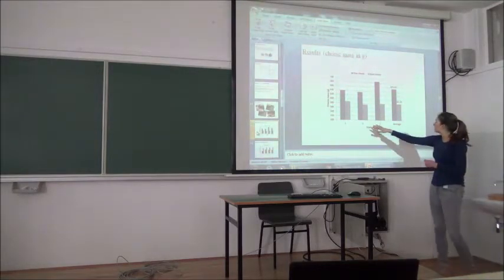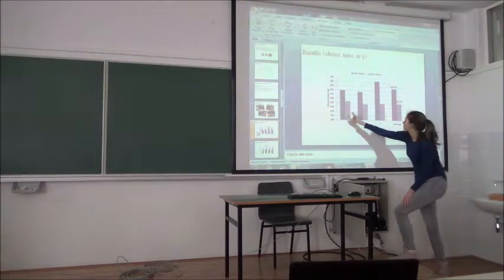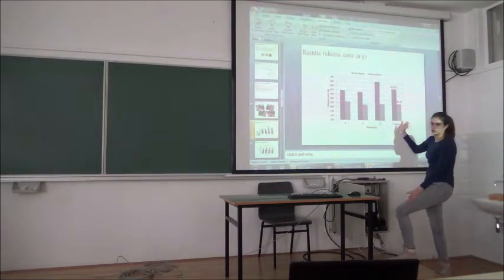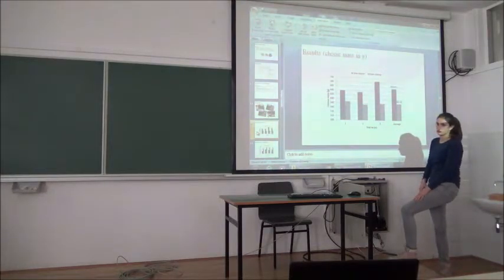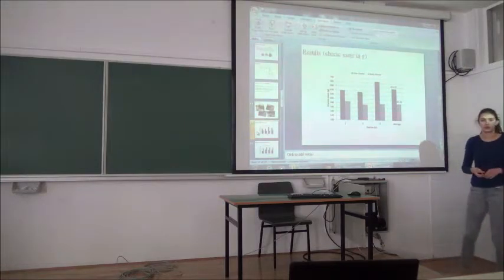Here I made 3 cheeses. So this is the first one, second one, third one, first one, second one, third one, and this is just the average. Okay. And on this side is pH.